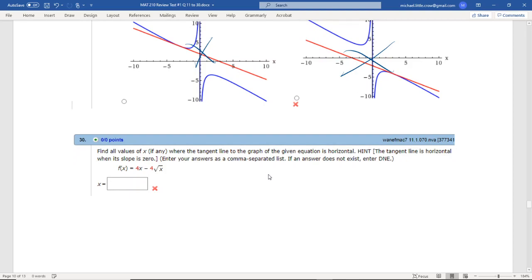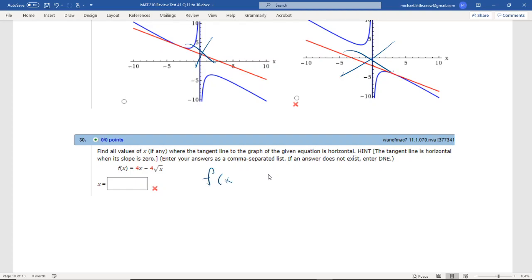Question 30. Find all values of x, if any, where the tangent line to the graph of the given equation is horizontal. Horizontal means it has a slope of 0. Tangent line is horizontal when its slope is 0. They even tell us that. Okay, good. They remind us. Enter your answers as a comma list. So we're going to find out where it's equal to 0. So we first have to take the derivative.